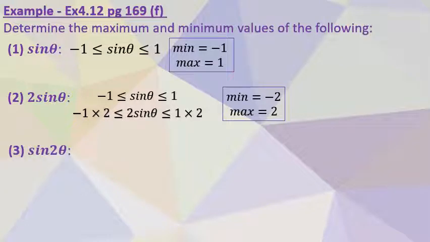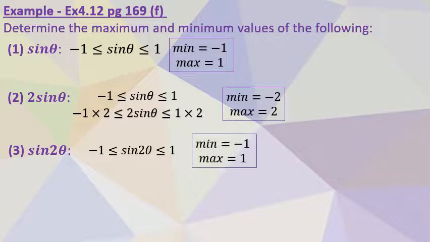What if we now put the 2 next to the theta? We have compressed this graph horizontally, which means we have changed nothing about its minimum and maximum values. Minimum is still -1 while maximum is still +1.